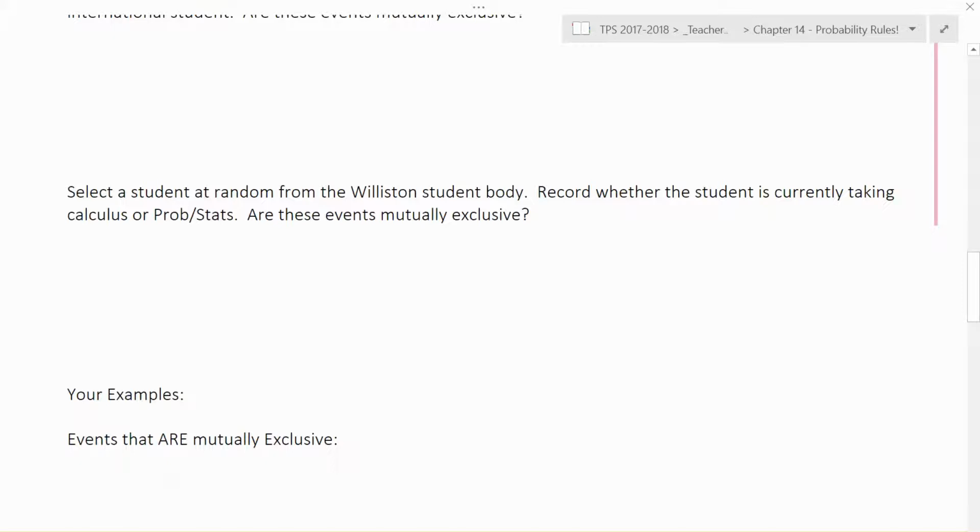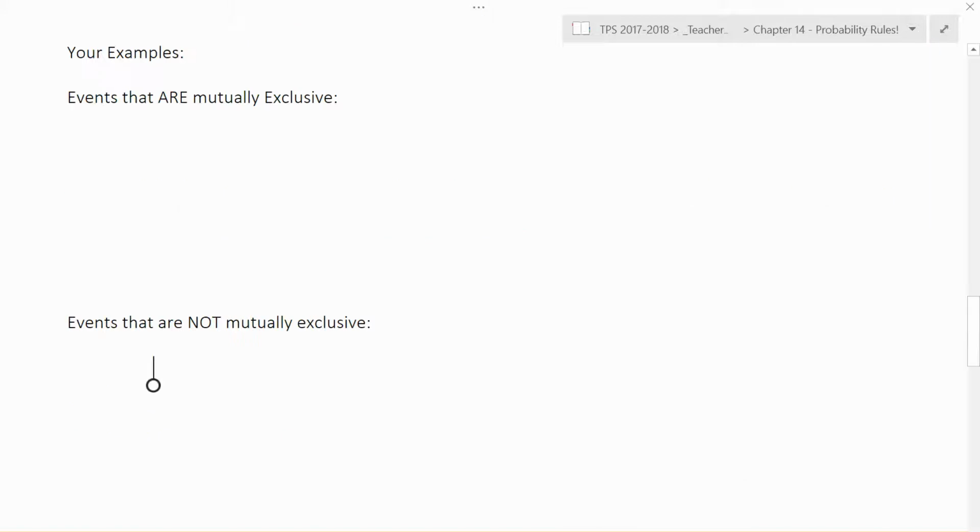Here's one more. Select a student at random from the Wilson population, record whether this student is taking calculus or probability and statistics. Now, I'd encourage you to think about what would make these events mutually exclusive. And I hope you'd come around to realize that if there are students who are taking both calculus and probability and statistics at the same time, then we can't call those events mutually exclusive. At this point, it would be good for you to see if you can think of events that are mutually exclusive and events that are not mutually exclusive.